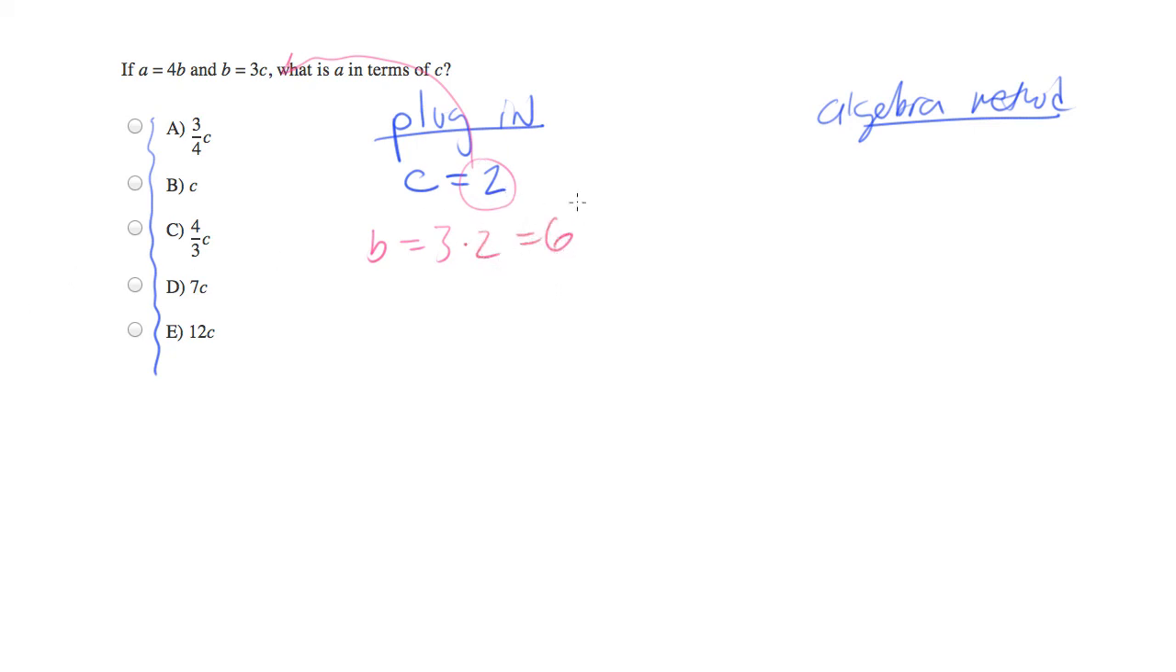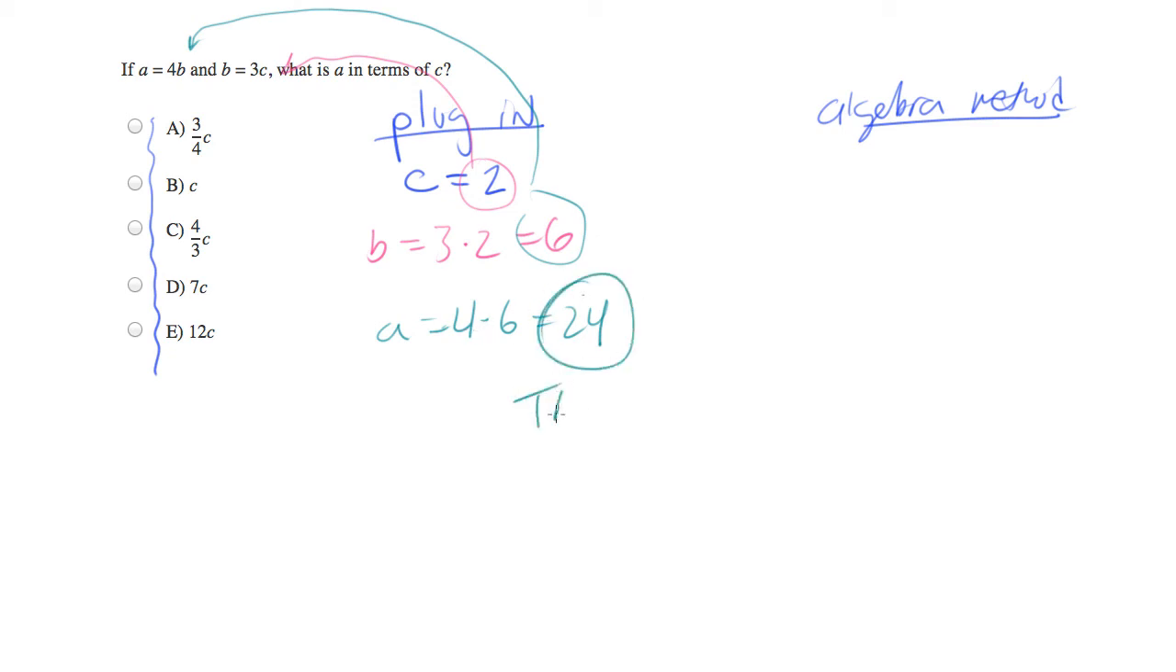Now let's take that 6 and plug that in up here, and you end up with A equals 4 times 6, which equals 24. Now we've got what we can think of as our target number. This is what we want the answer choices to be equal to. And how do we figure that out? Well, you take the 2 that we started with for C and plug it into the answer choices and see what comes out. And we know we want a target of 24.